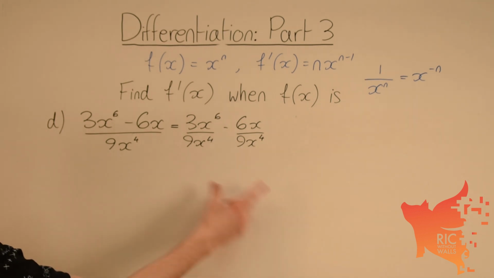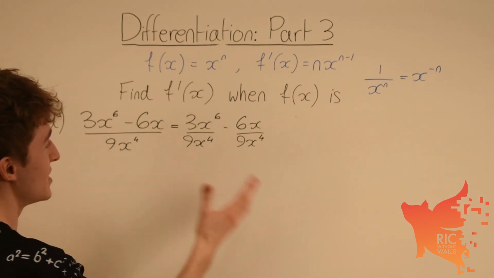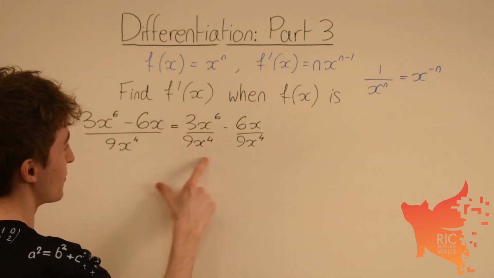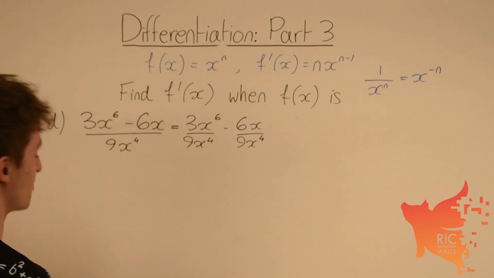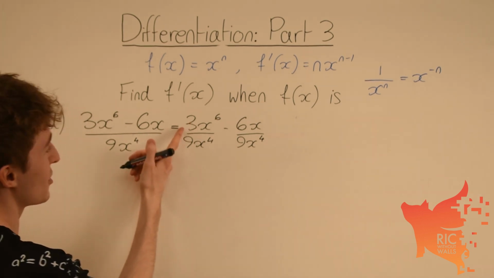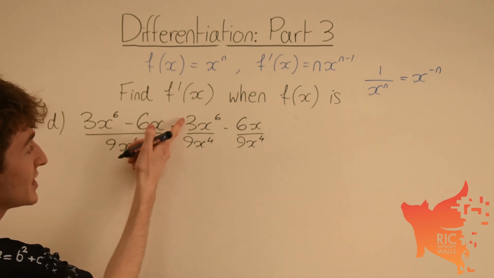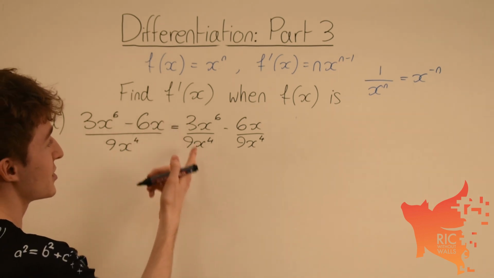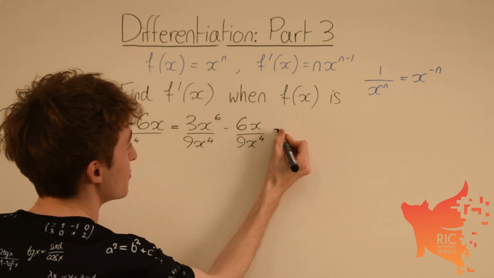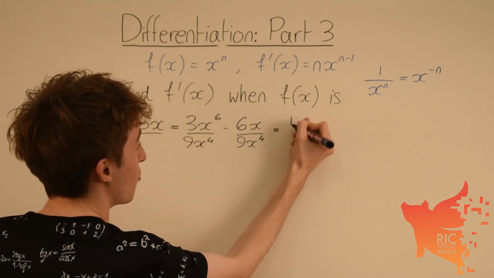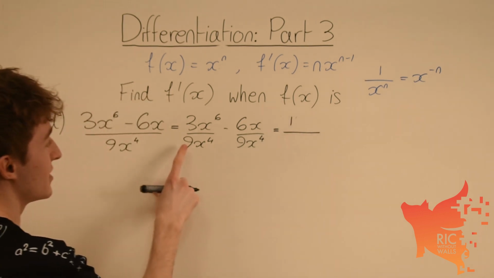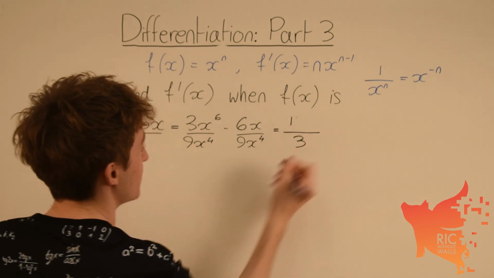Okay, the next step is to simplify these two fractions individually. So if we just look at this first fraction to start with, we're going to try and simplify this as much as possible. So let's just start with the numbers. We've got 3 divided by 9. Well, what we could do is divide each of these two numbers by 3. So the top of the fraction is going to be 3 divided by 3, which is 1. And the bottom of the fraction is 9 divided by 3, which is 3.